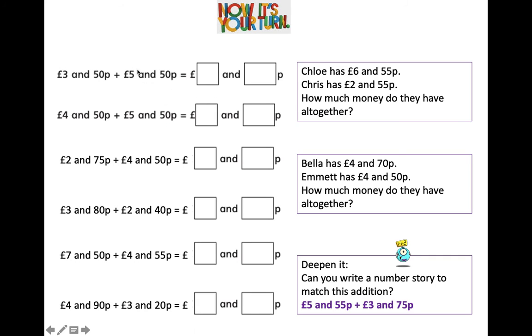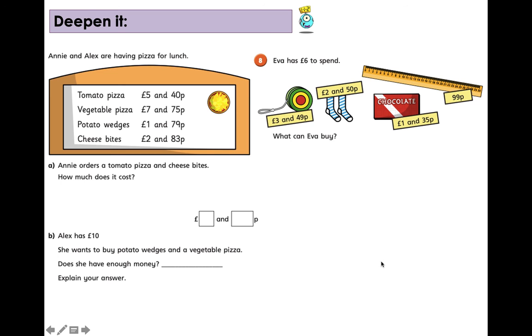So adding up your pounds first of all, then your pence, and seeing how many you've got all together, how many pounds and pence that you've got. Okay, and then you've got some word problems here for you to have a go at, involving some different people in the class. So can you see how much money those children have all together? And then you might like to write your own number story to match the word problem at the bottom. And then finally, some deepen it questions for you to have a go at, some challenges.